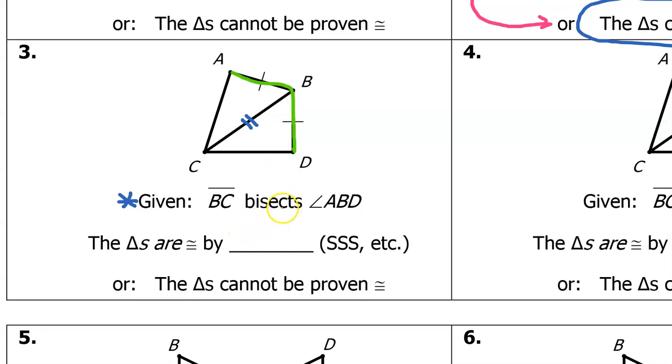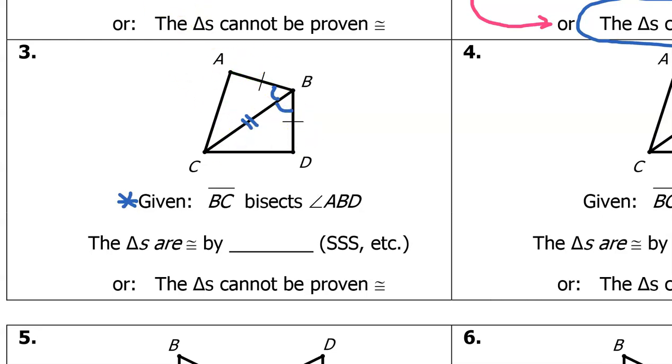Bisect means to cut in half. So the shared side bisects angle ABD. It cuts it in half. So that means that this side is going to be congruent to this side of the angle.